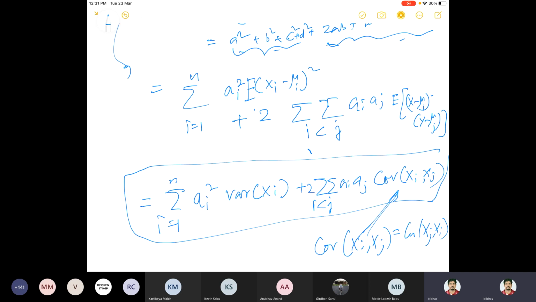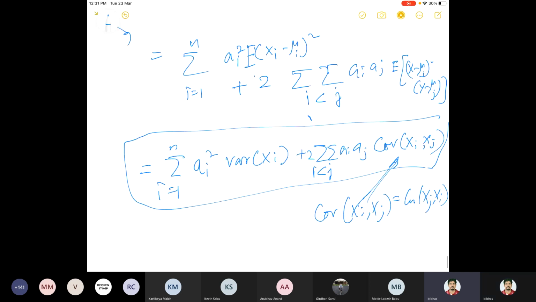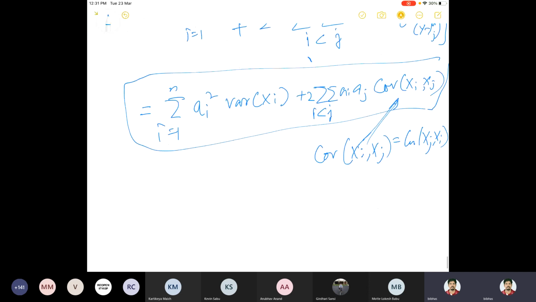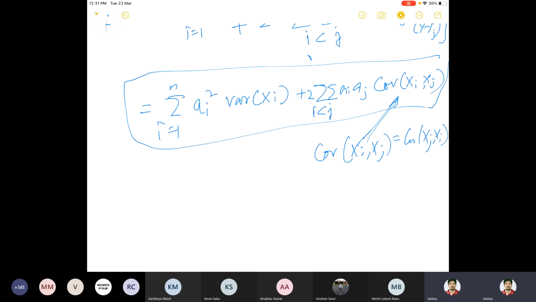You can just check that this is the case. Okay, it doesn't matter. So this is a nice formula. Although a little complicated, you can just remember this, that this is the individual term.